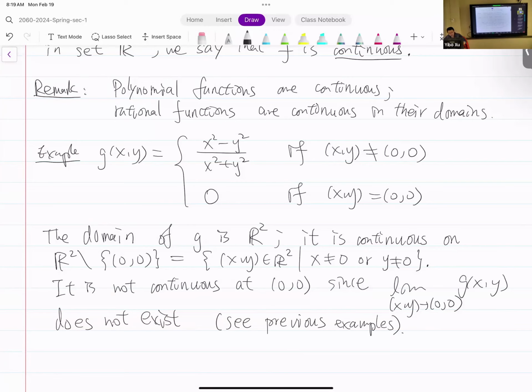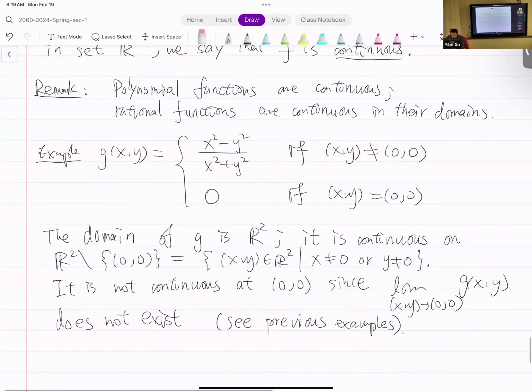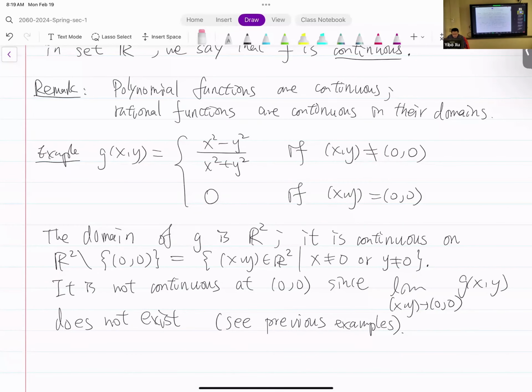And basically, you see, as long as we know how to take the limit for rational functions and polynomial functions, and also how to determine for this kind of rational function whether the limit does not exist, then that's pretty much all we need to know about limits and continuity for a bivariate function. So any questions so far? So you see, for today, it's mostly just generalizing what we have seen from Calc 1, right?